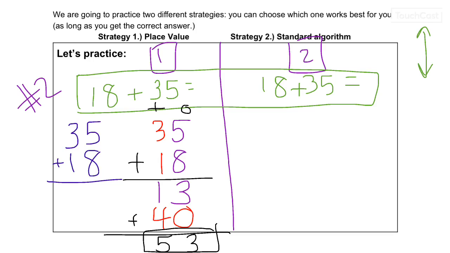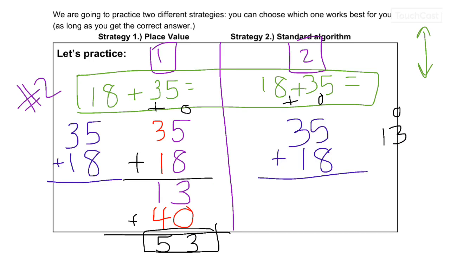Let's check to see if we're right on the other side. So again, I'm going to stack my numbers. For the standard algorithm, you do not have to color coordinate. But let's see. So this time, we always start in the ones place no matter what. Over here, remember we said 8 plus 5 was 13. Let's check. 8, 9, 10, 11, 12, 13. So the number 13 looks like this. So the 3 is going to stay in the ones place, and the 1 is going to be regrouped.